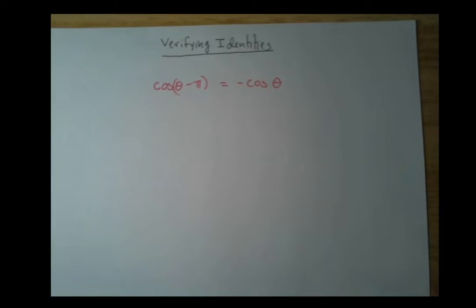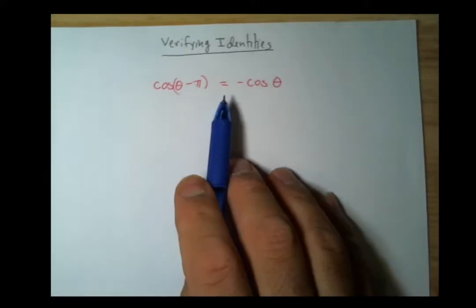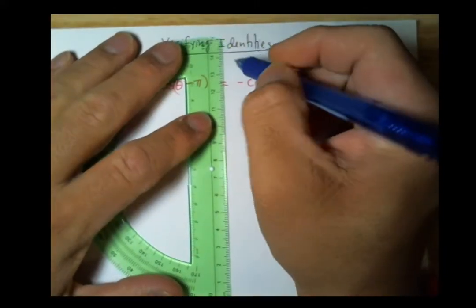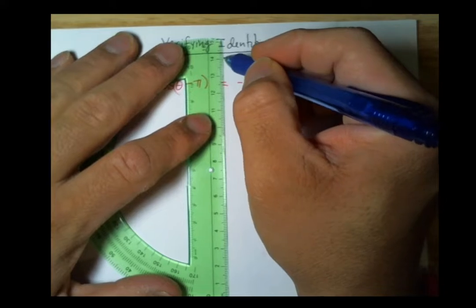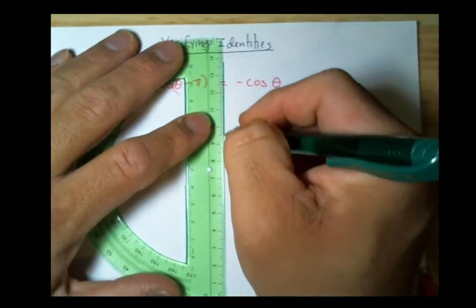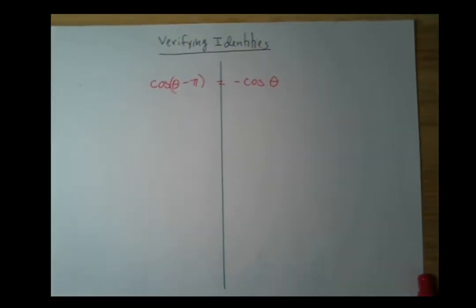As a refresher, when the prompt is verify identities, we want to stick to just working on one side of the equation. Even though we see an equal sign, we are assuming we are not sure whether this holds or not. Our aim is to prove that it in fact is true. So moving things from one side of the equation to another is strictly forbidden, because we want to show that this actually is true.